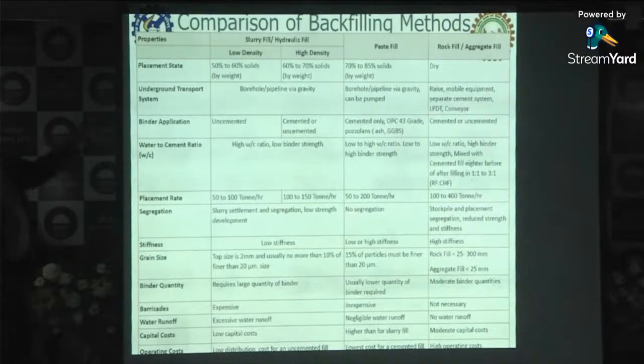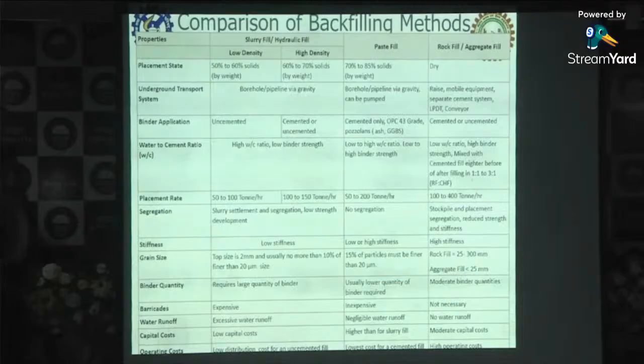So underground transportation is either through borehole, or via pipeline, or through gravity. For high density fill, it will be cemented, and for low density fill, it is uncemented mostly. Paste fill is through borehole, via pipeline, through gravity, or it can be pumped also, depending upon the horizontal distance it has to travel. Then rock fill is done by raise, winch, or mobile equipment, LHDs or conveyors used for transporting the waste material to the voids. So binder application, as they have told, is uncemented for low density, and for high density cemented as well as uncemented, depending upon the end use.